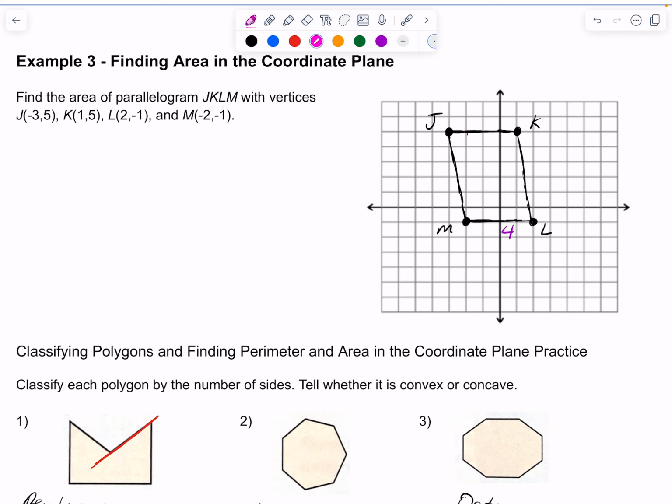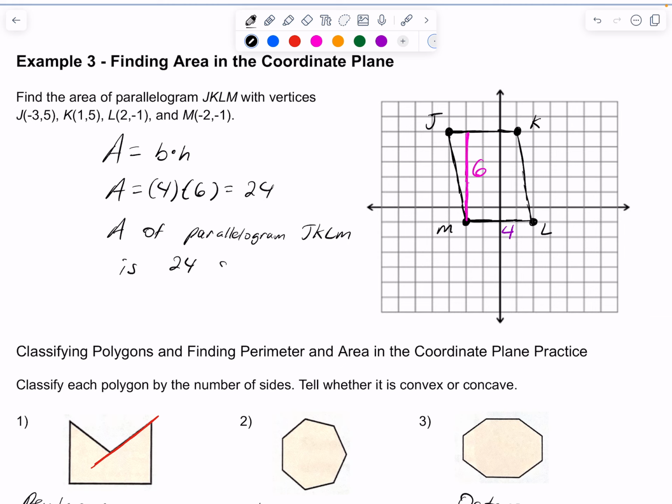And to get a height, I'm going to look at this vertical distance. So that's going to be counting 1, 2, 3, 4, 5, 6. So that's 6 units. Using my formula for a parallelogram, which is base times height, I can multiply 4 times 6 and get 24. So the area of parallelogram J, K, L, and M is 24 square units. Notice I use squared because we're multiplying these lengths. So when you have a unit, in this case I don't have a unit, but I'm saying that the area would be squared units.